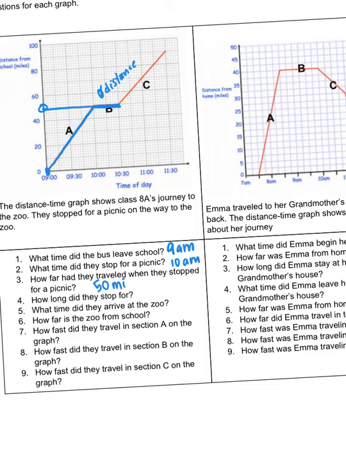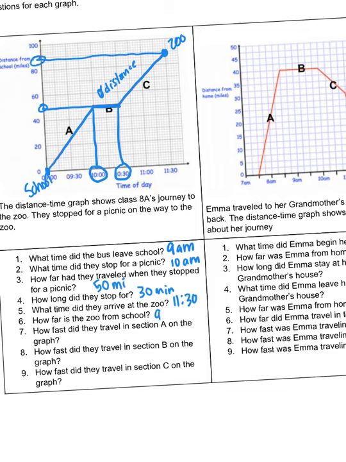How long did they stop for? 30 minutes. If we go here and here, because at time 10 to 10:30, that's 30 minutes. What time did they arrive at the zoo? After they got done with their picnic, they got onto the bus, and they stopped at the zoo at 11:30. How far is the zoo from the school? 90 miles. Good job. From here to here is 90 miles.